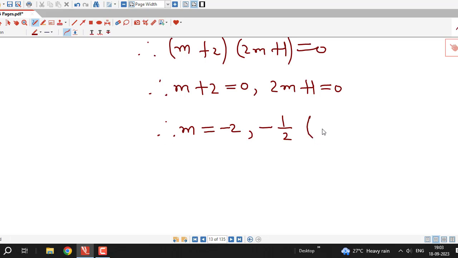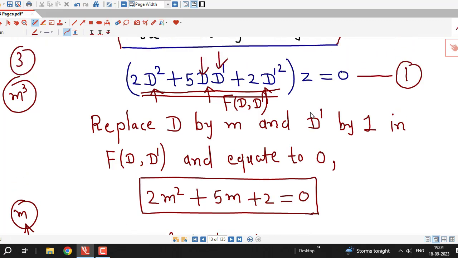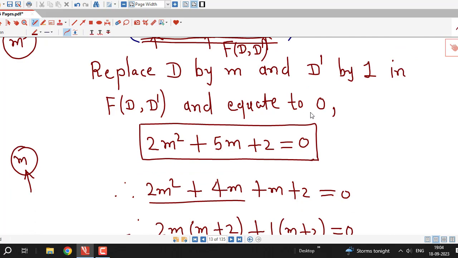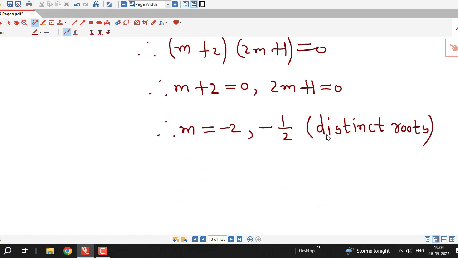And we can observe that these two values of m are different or distinct. That is, we have distinct roots for our auxiliary equation, which we have obtained by replacing D by m and D dash by 1 in F of D comma D dash and equating to 0. So whenever we have distinct roots for auxiliary equation, then remember this standard form of general solution. We are having a ready-made formula for the general solution.